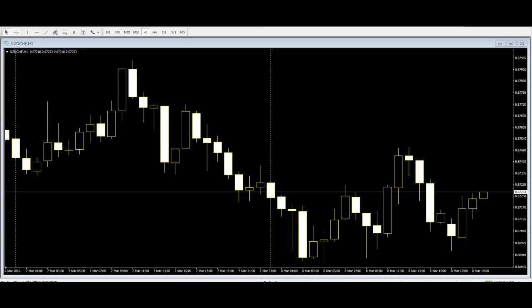Our feature is the strong dark cloud cover candlestick pattern. Dark cloud cover is one of the most powerful candlestick patterns that traders need to know about. It has created a lot of profitable trade setups and many great opportunities for many traders with its accurate predictions.